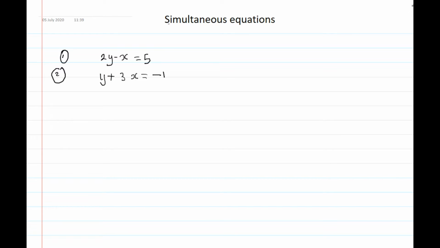Hi, in my previous video I showed two methods of solving simultaneous equations. One was substitution, one was elimination.